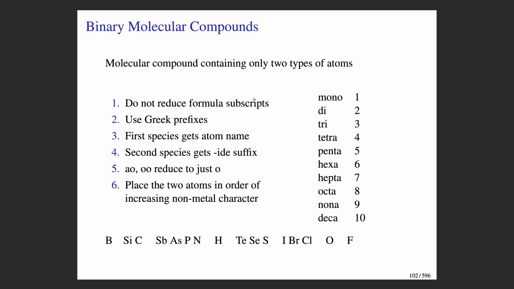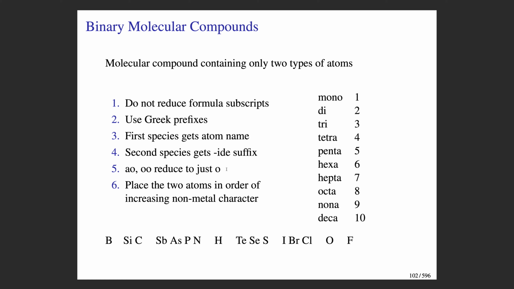The first species in the compound gets its full atom name, and then the second species gets an -ide suffix. And we often simplify the words. For example, if you have tetraoxide, a compound involving 4 oxygen atoms, you typically will replace that 'ao' with just an 'o'. And so I'll show you that as we go through a couple of examples.